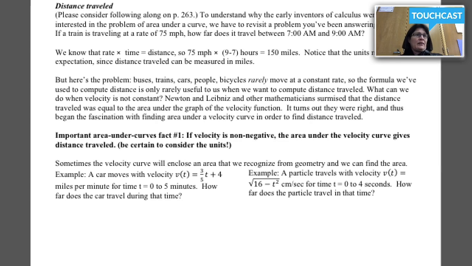I have the rate, 75 miles per hour. I have the time, between 7 a.m. and 9 a.m. is 2 hours, and I can multiply 75 miles per hour times 2 hours to get 150 miles. And notice the units even work out. That was miles per hour times hours. The hours cancel and give me my answer in miles, which is what I was expecting. That's appropriate units for distance. So that's great. We know how to do that.